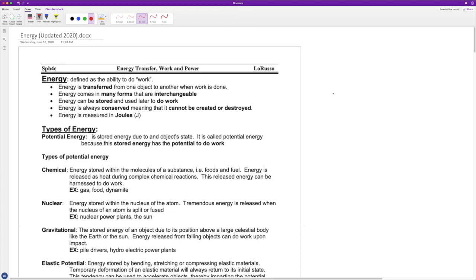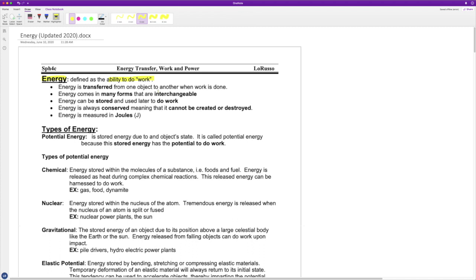We're on to our next unit, which is energy transfer, work, and power. So let's start off with the concept of energy. Everyone has heard the word energy, of course. It's a commonly used word in English, but what exactly is energy? Well, the definition for energy is the ability to do work.